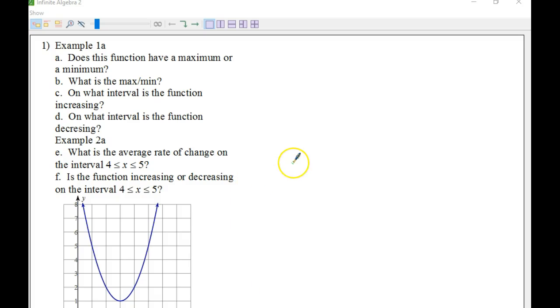All right. So I'd like you guys to find example 2A. Do you guys see example 2A? Very first picture on the top left, example 2A. Okay. I'm asking you to find what's the average rate of change on the interval from 4 to 5. Now those are x values, aren't they? So let's go to our graph, and I'm going to highlight where x is 4 to x equals 5. You got it? That's going from 4 to 5.